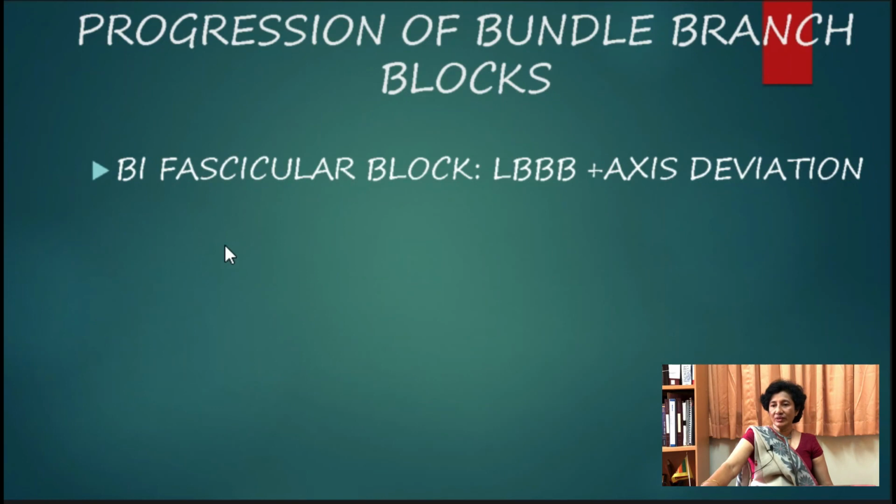Coming to bifascicular block, we said that when there is complete right bundle branch block with axis deviation, that is called bifascicular block. The term bifascicular block can also be used when there is left bundle branch block with axis deviation as well. So in that case, the patient has total conduction failure of the left bundle, with one of the fascicles of the left bundle in conduction failure.